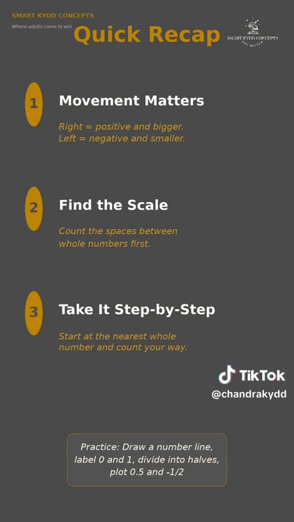Let's quickly recap what we covered today. Number 1, movement matters. Right means positive and bigger. Left means negative and smaller. Number 2, find the scale. Always count the spaces between whole numbers first to know what each tick mark stands for. Number 3, take it step by step. Start at the nearest whole number and count forward or backward.